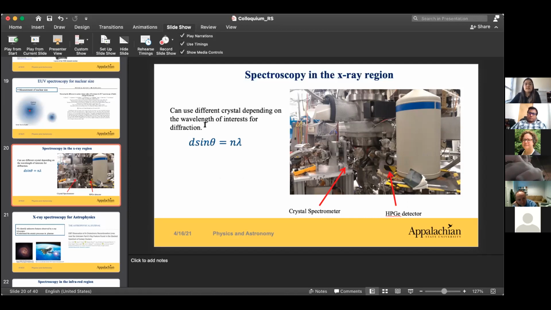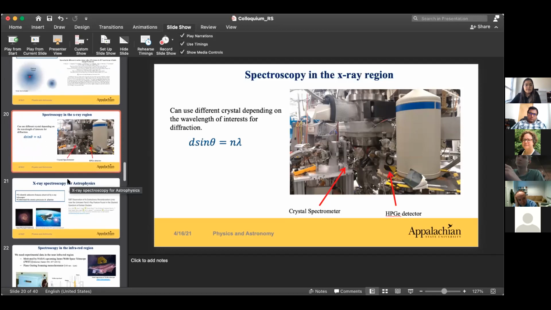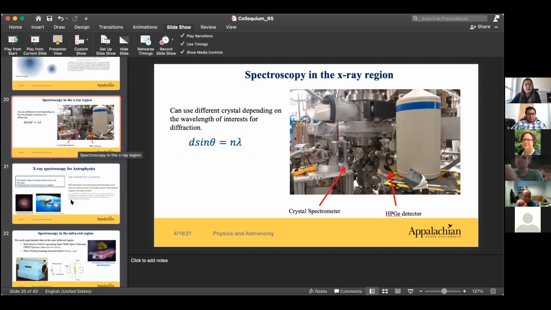The only thing that's different is that to be able to measure the wavelength of interest, you have to make sure that the d-spacing is comparable to your lambda. So if you remember your diffraction equation, this is why we mostly use crystals with a very small lattice spacing for the X-ray region, because the X-ray region has much smaller wavelength than the region that we were exploring earlier.